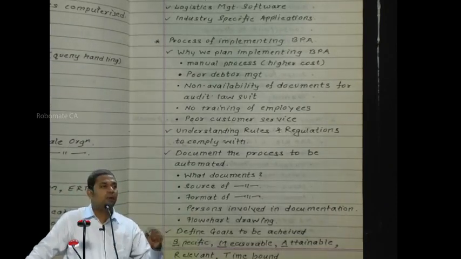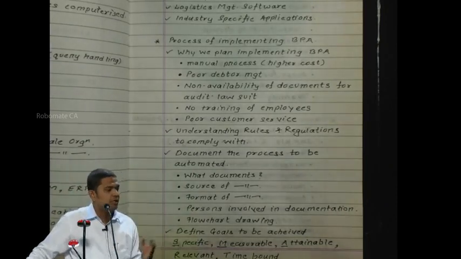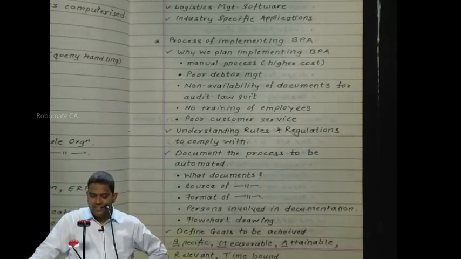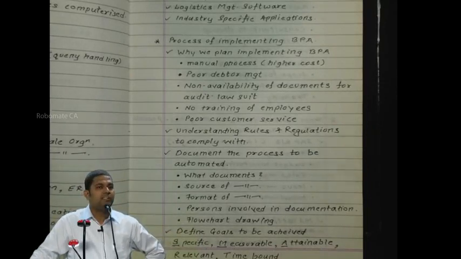If I'm not able to give proper customer service, it's poor customer service, then it is time to change. And that is nothing but something called what? Why we need to implement business process automation. I have said several times that when I'm teaching, you don't write.